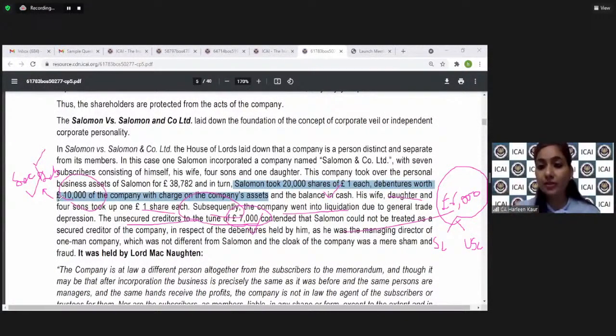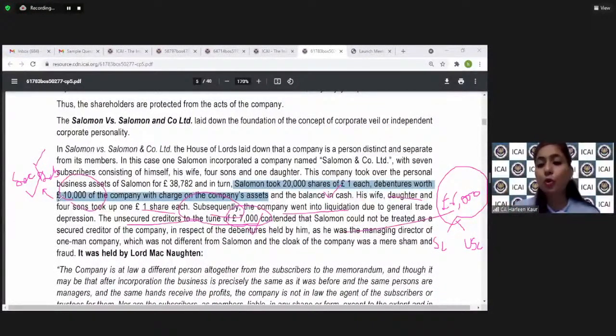Please write down this line. When the company went into liquidation, only a few assets were left, and Salomon said that the entire assets should be given to him as he is the secured creditor of the company, and hence unsecured creditors were not given anything. So the unsecured creditors got very angry. They filed a case. They said, what is this? This Mr. Salomon, he himself is the owner of the company.